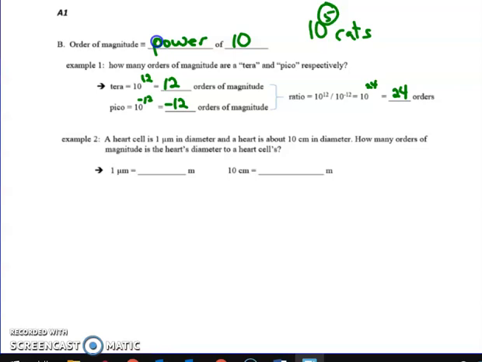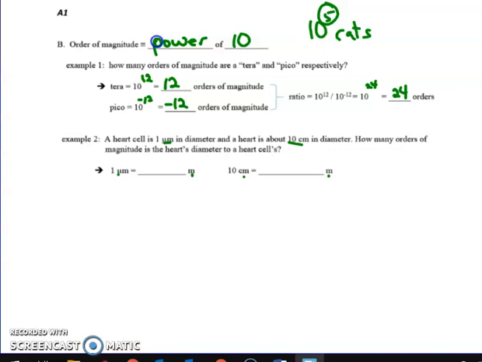Last problem. A heart cell is 1 micrometer in diameter, and a heart is about 10 centimeters in diameter. Okay, so how many orders of magnitude is the heart's diameter to a heart cell's diameter? It's the same problem as above. In order to do this, we want to have a common unit. So we want to convert micrometers to meters and centimeters to meters, and that's where knowing those prefixes helps.